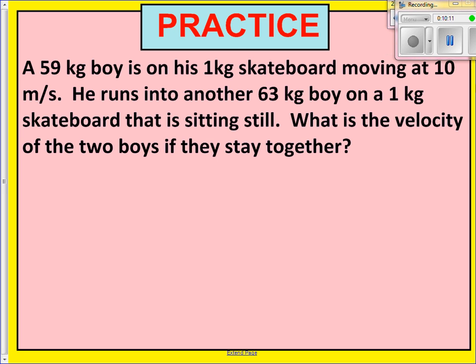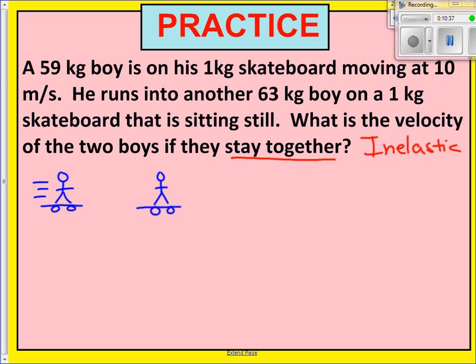Okay, step 1 says what kind of collision is it? Since it tells me at the very end that they stay together, this tells me that it is an inelastic collision. All right. Step 2 tells me to draw a picture. Like I said, it doesn't have to be a nice picture, but just something to give us an idea. So, here's boy 1 on the skateboard, and he's moving, and he's about to collide into another boy that's standing still. This is all initial.